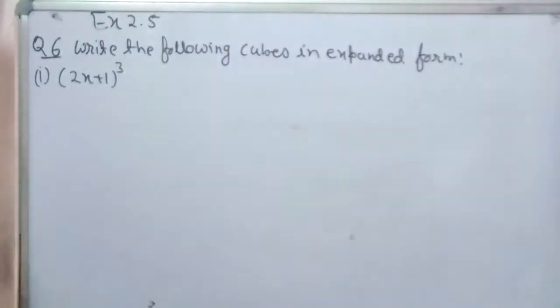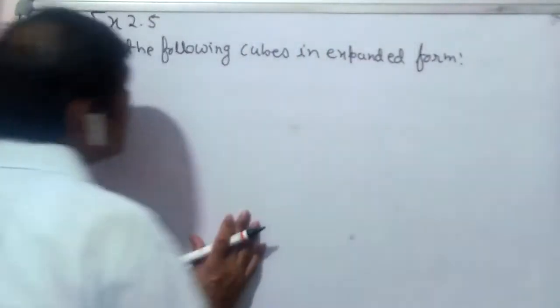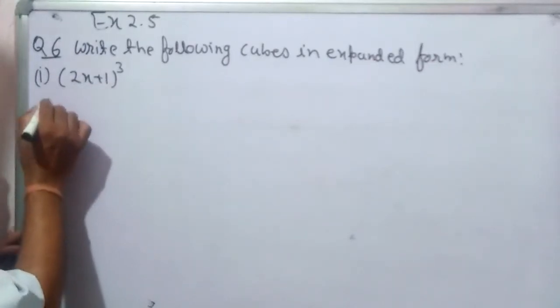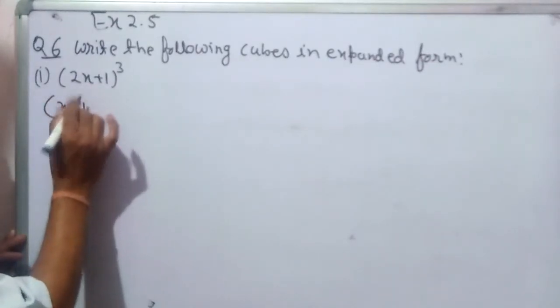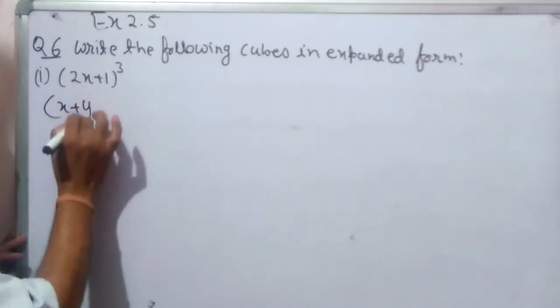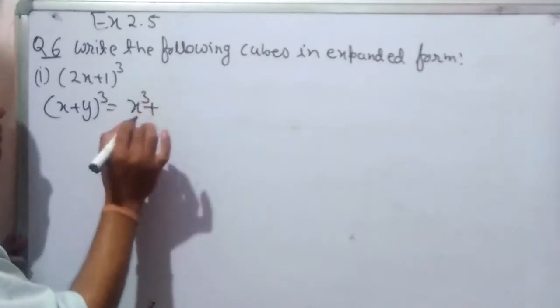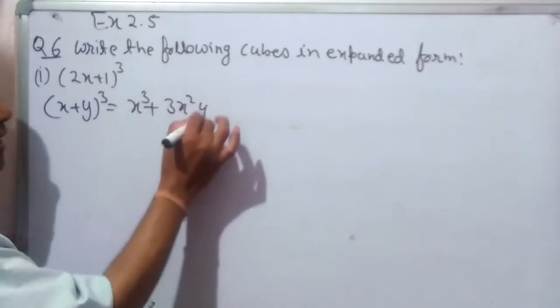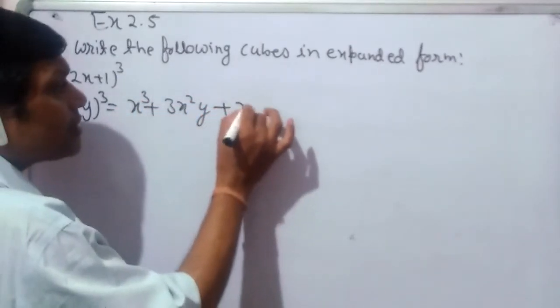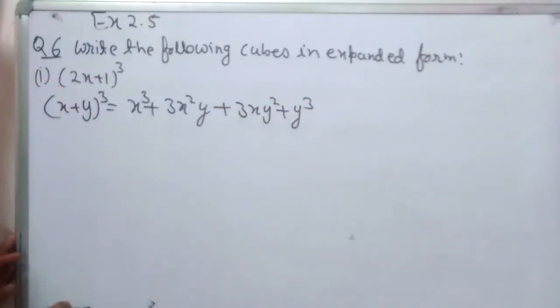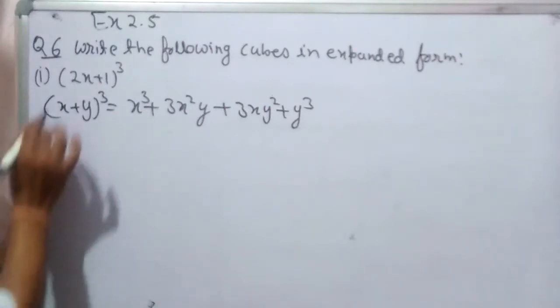Sixth question, dear students, is write the following cubes in the expanded form. So what we have over here is (2x plus 1) whole cube, (x plus y) whole cube. What the identity was? x cube plus 3x square y plus 3xy square plus y cube. Let us put the values.